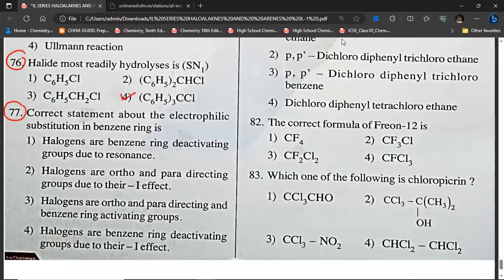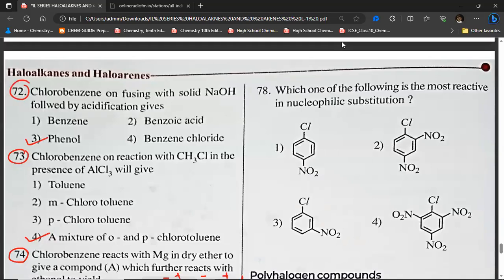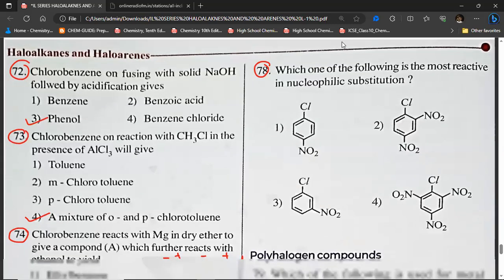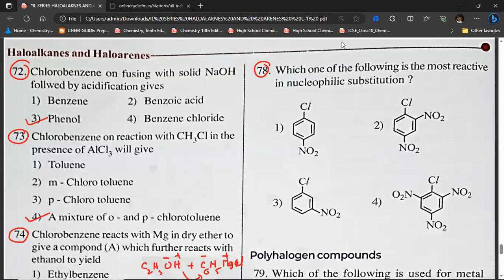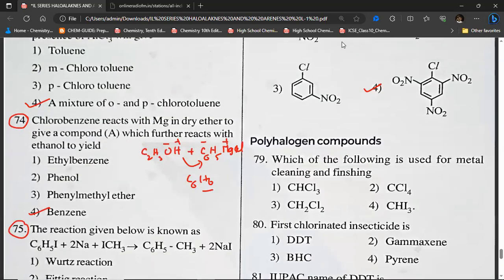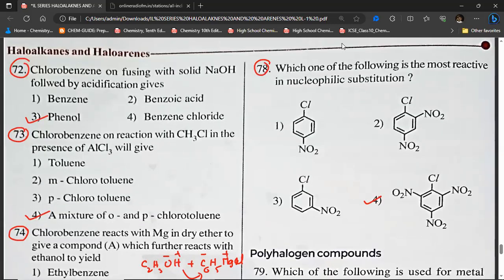77. The correct statement about the electrophilic substitution reaction of benzene is. Usually, halogen in benzene is said to be a deactivating group, moreover it shows a negative inductive effect. The fourth option is the right option for 77. Next, 78. Which one of the following is the most reactive in nucleophilic substitution reaction? Whenever NO2 groups are more, as we discussed, trinitrochlorobenzene is said to be the most highly reactive substance towards nucleophilic substitution reactions.